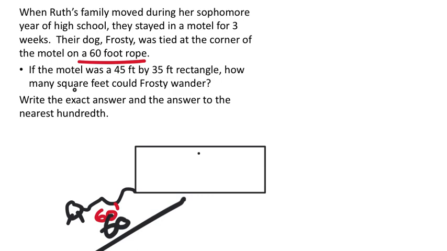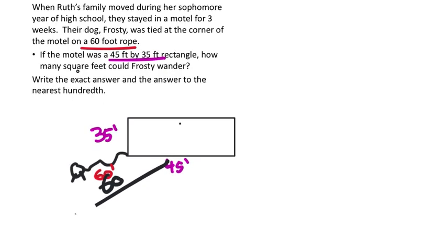But this motel, it's 45 feet by 35 feet. That's what it said right here, okay? And we want to know how many square feet can Frosty wander. I'm just going to use the decimals on this. I'm not going to worry about finding the exact answers, even though we may see them, okay? So I'm using pi on the calculator. Well, here's what happens, okay?